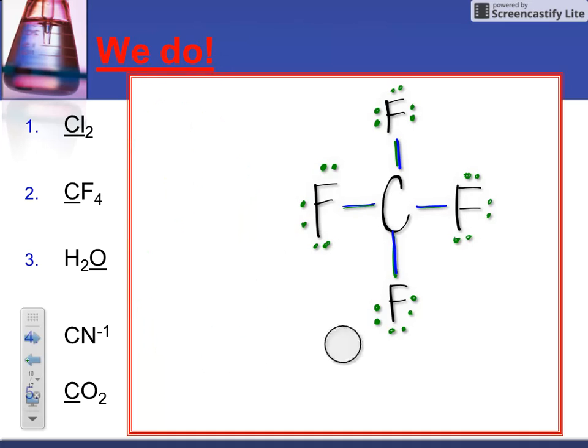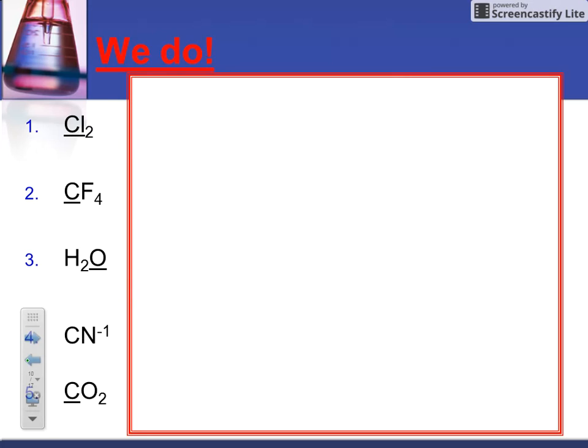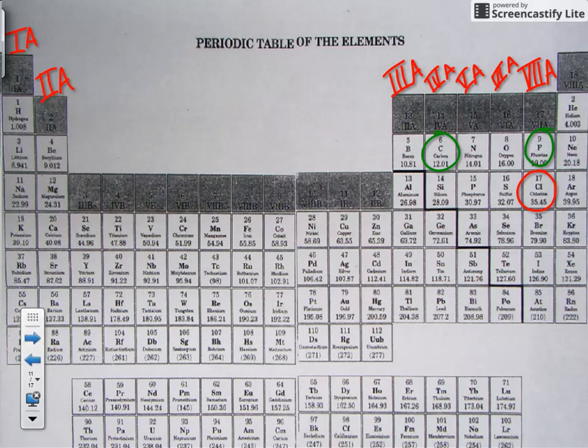Let's look at the water molecule. Okay, I underlined your oxygen, which means he's your central atom. Let's look at our periodic table. Add up our valence electrons. Hydrogen has 1 valence electron apiece. Oxygen is in group 6A. He has 6 valence electrons apiece.